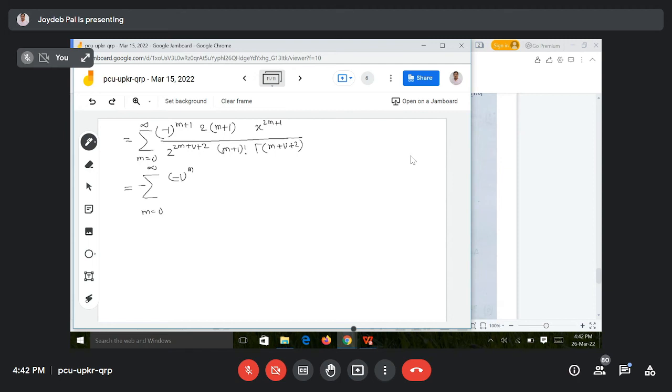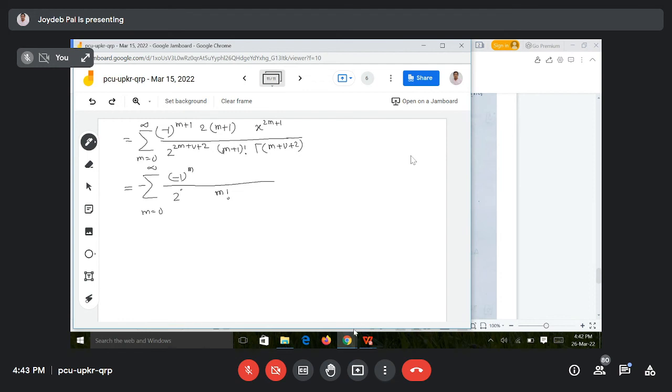And see, m plus 1 and m plus 1 factorial will give some elimination. It will be m factorial, right? m plus 1 factorial means m plus 1 into m factorial. So m plus 1 cancels out. It is m factorial. And these two in the numerator, I am moving to the denominator. So it will be 2 to the power 2m plus nu plus 1.